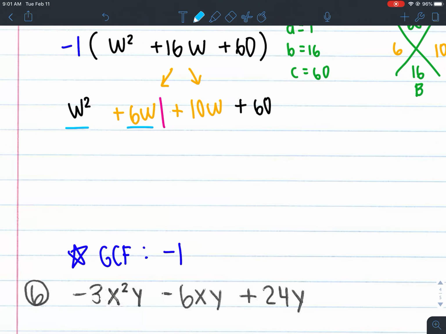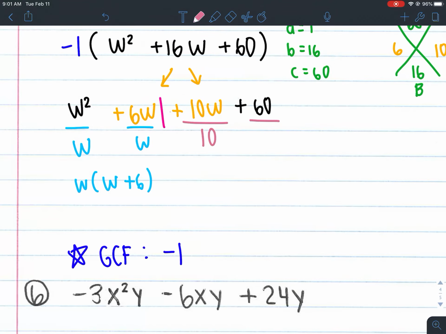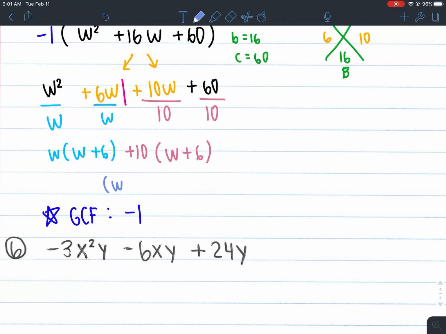Divide out my first 2 terms. The largest thing I can take out is w, okay, 1w. You can write the 1 if you want to. So then I have w plus 6, and then my GCF of the second 2 would be positive 10. So it would be w plus 6 again. Make sure your parentheses match. They do, so we're in good shape. We have w plus 10, and we have w plus 6. Is this my final answer?